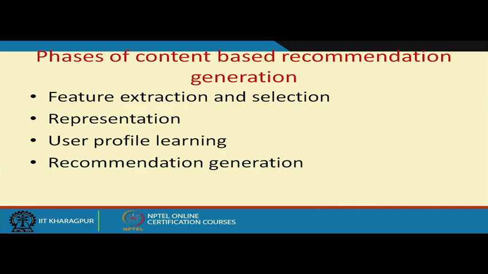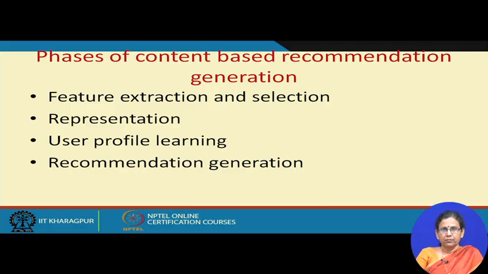So, these are the phases involved in content based recommendation generation: feature extraction and selection. Whose feature? Feature of the item, representing the feature in the right manner. Then user profile learning, that is how the preference of the user can be captured and represented, using some model to learn the user profile. Then generate recommendations based on the item details and user profile.